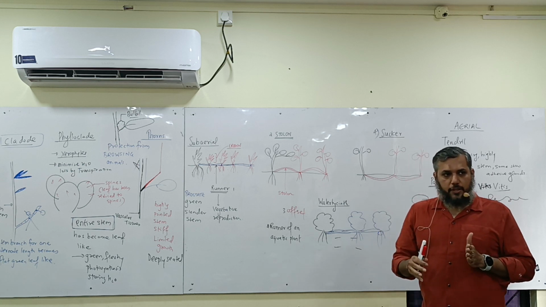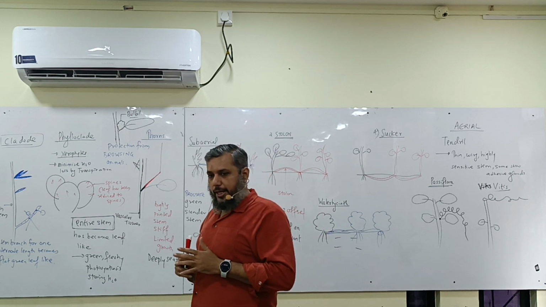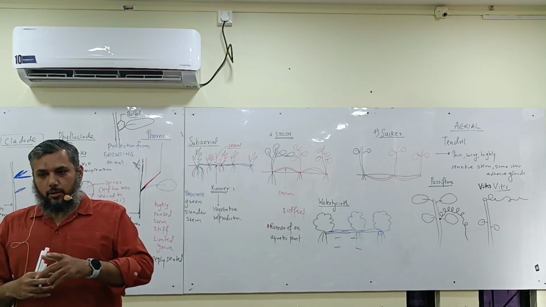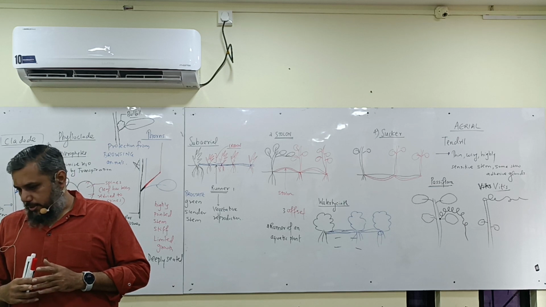So the stem modifications were classified into how many types? Three types. What are the three types? Underground, subaerial, and aerial.